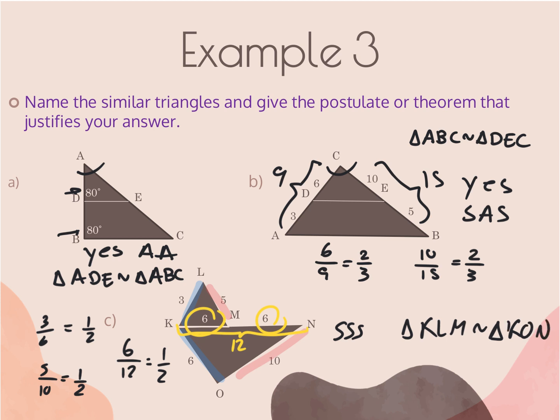So that's how we found those 3 similarity theorems, or how we used all 3 of them in order to find whether the triangles were similar.